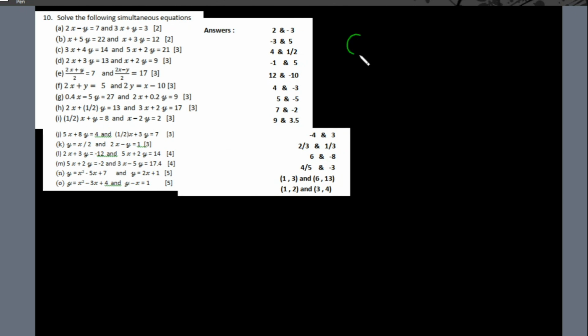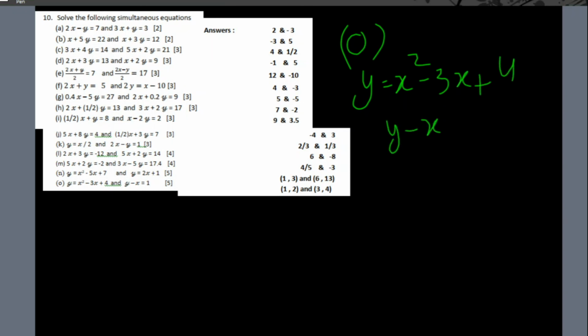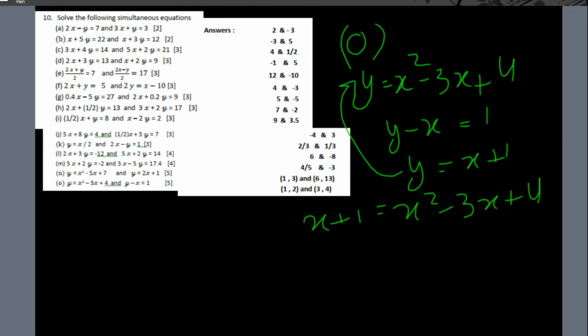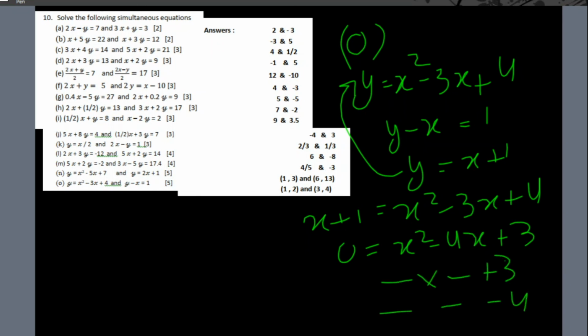I've spent hours on this worksheet, might as well just spend a few more minutes concluding it.